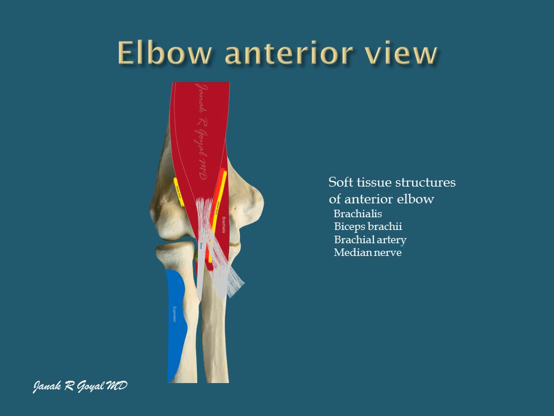Let's look at some of the soft tissue structures of the anterior elbow. The brachialis muscle occupies the major bulk of tissue seen on examination of the anterior elbow. Biceps muscle and tendon is located superficial to the brachialis muscle. On the medial side of the biceps and brachialis, identify the brachial artery and median nerve. Also identify the radial nerve located on the lateral aspect of the anterior elbow between the brachialis and brachioradialis muscle.